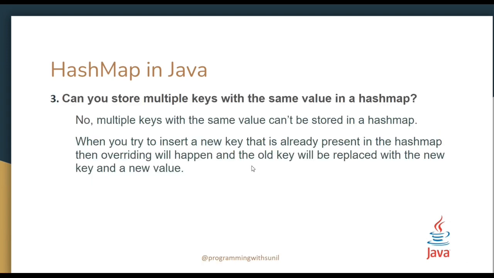And the third question is, can you store multiple keys with the same value in HashMap? As per the internal working of HashMap, which we are going to discuss in the next slide, if you are trying to insert the same key again, for example, in the previous slide we inserted key 1 and Java as value, right? So when you try to insert 1 comma React, the value will be replaced. That is the internal working of HashMap. We can discuss it in the next slide.